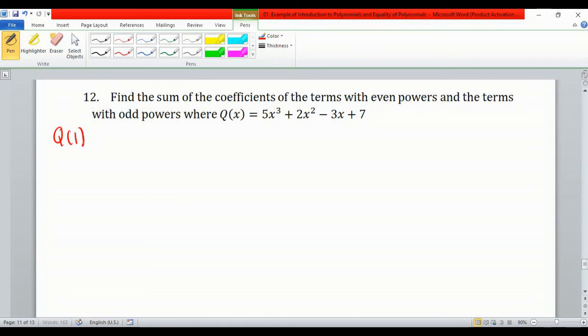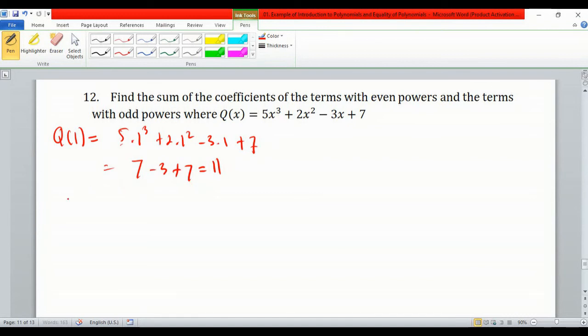So P(1) is equal to 5 times 1 to the power 3 plus 2 times 1 squared minus 3 times 1 plus 7. So this one is 5 plus 2 is 7, 7 minus 3 plus 7, so this one equals 11.